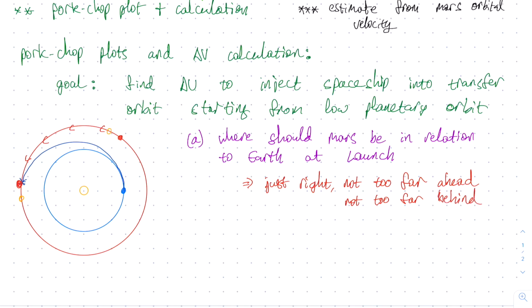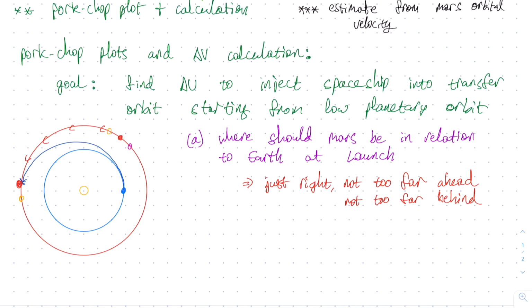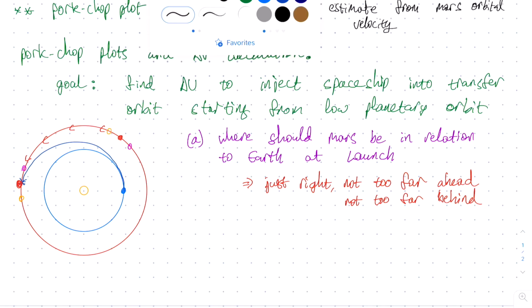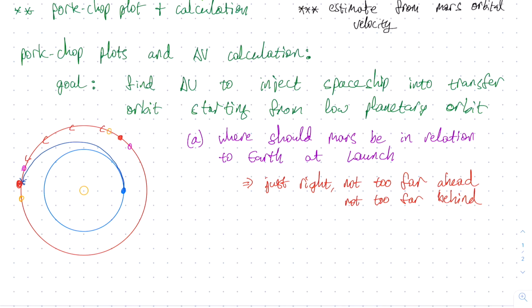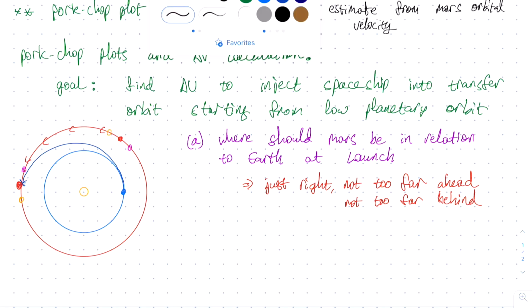Similarly, we don't want Mars to be too far behind. So let me draw the case where Mars is too far behind with pink. And again, you see here, Mars and the spacecraft don't meet up nicely on the other side of the Sun. In order to make them meet up, we again have to modify the trajectory, which again requires more delta V.